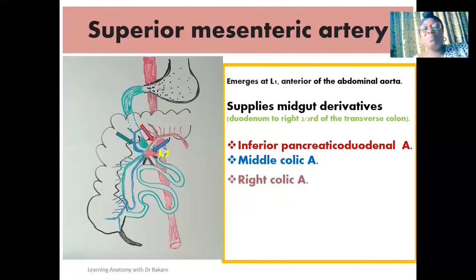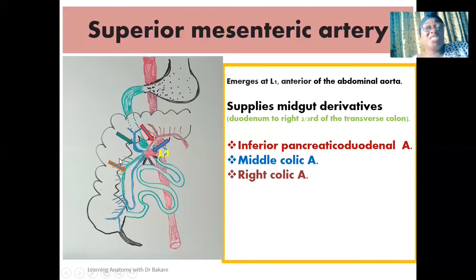Then the second branch will be the right colic artery, and this is the right colic artery. This is the right region of the abdominal cavity, and we know that in the right region is where we have the ascending part of the large intestine. So this is the ascending colon. So you see the right colic artery giving off branches to supply the ascending colon.